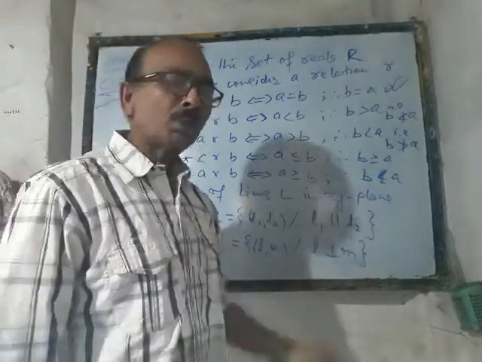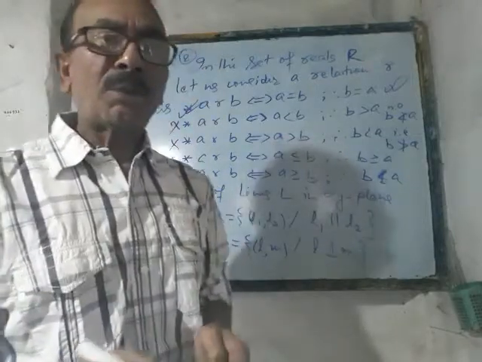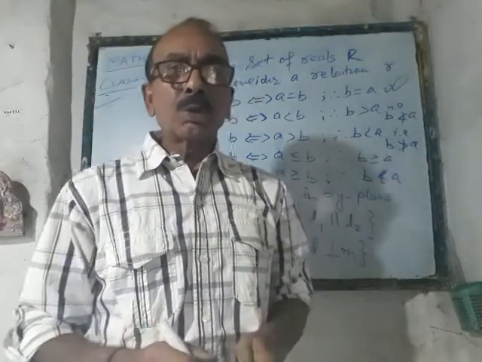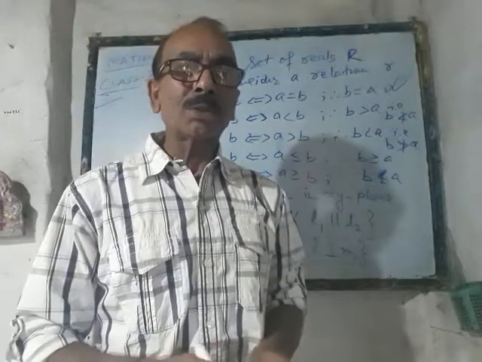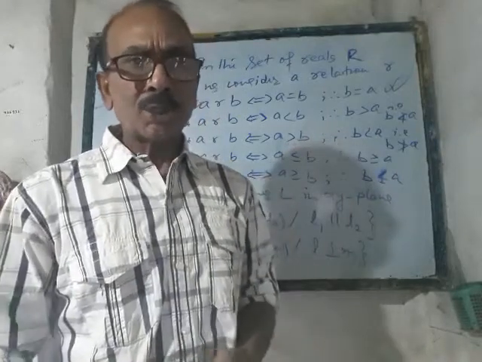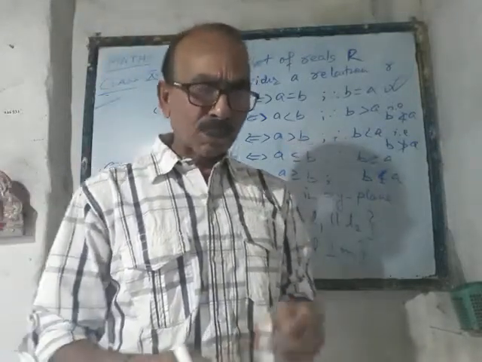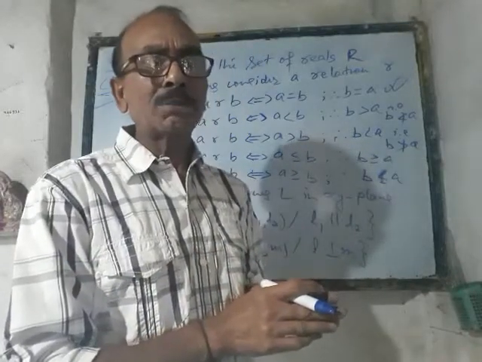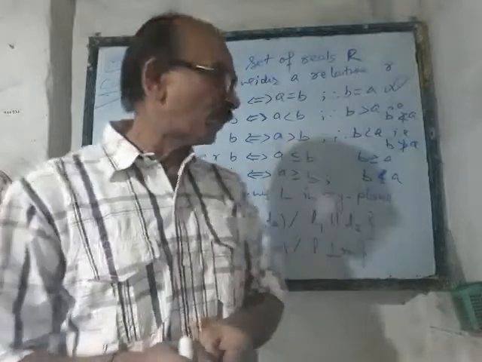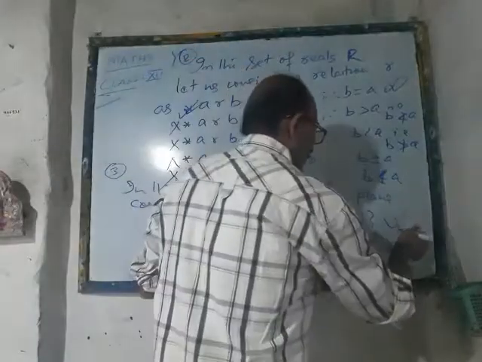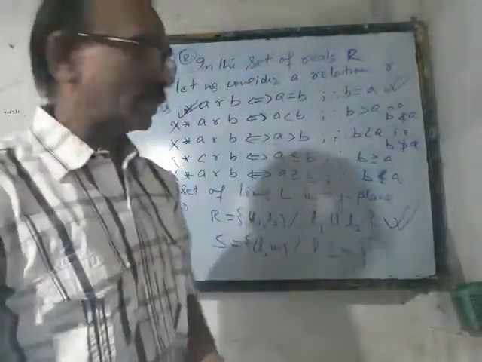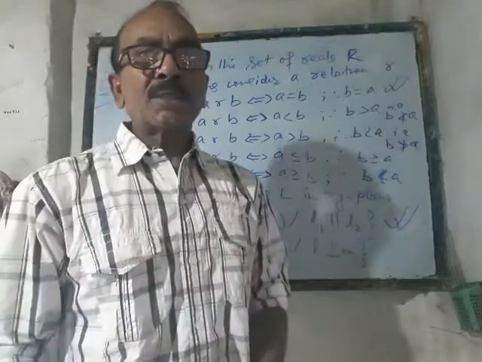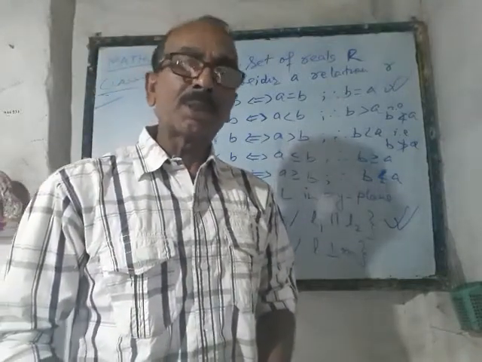So from these two, now you just decide. If L1 is parallel to L2, whether L2 is parallel to L1 or not. By plane geometry, we know that if one line is parallel to another line, then that other line must be parallel to the very first line. So this becomes a symmetric relation. You can very well say that the relation of parallelism is a symmetric relation.